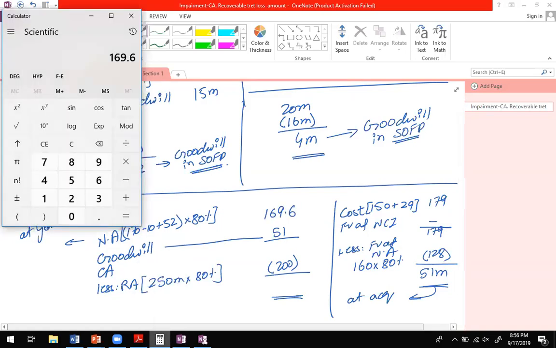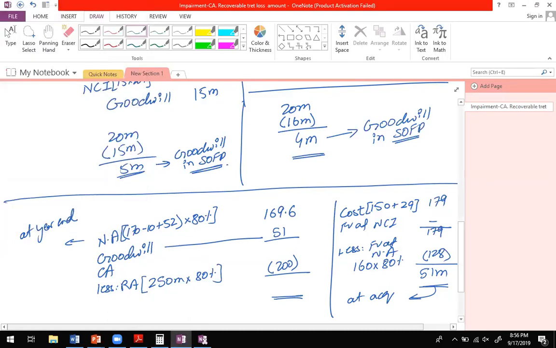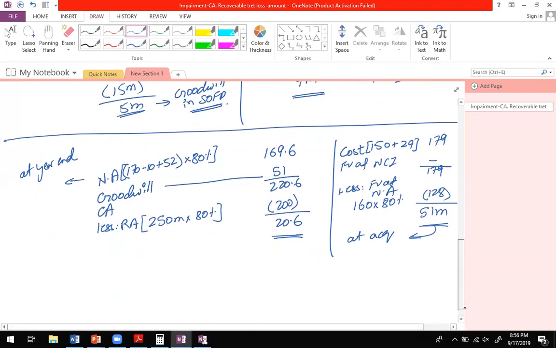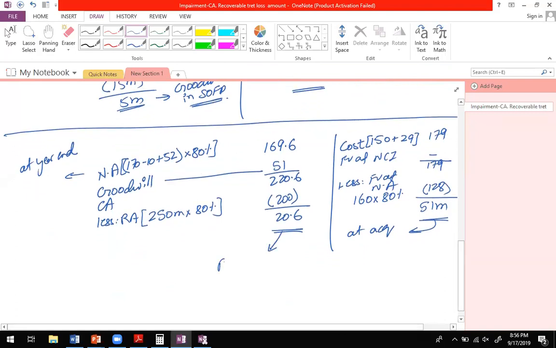So 169.6 plus 51 is going to be 220.6 minus 200 will give us an impairment loss of 20.6, and because it is the partial goodwill method, the entry is going to be retained earnings debit and the goodwill credit by $20.6 million. So this is how we were supposed to calculate the impairment loss in this question.